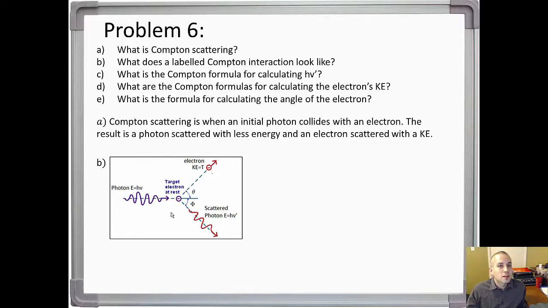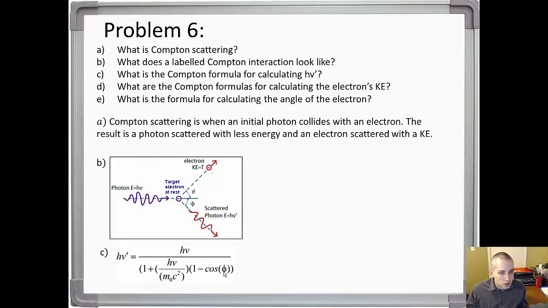Okay, so let's go through the Compton formulas. Part C, what is the Compton formula for calculating the energy of the scattered photon, hν prime? So this is the formula. You should have this memorized. hν is the initial photon, hν prime the scattered photon. m0c squared is the rest mass of the electron, which is 0.511 MeV. We will go through example calculations in the next problem for Compton.